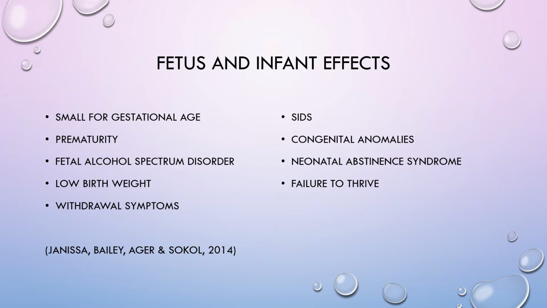Congenital anomalies are also a risk, especially in heavy users of the drugs. Neonatal abstinence syndrome occurs particularly with the opiates that are out there and cocaine. These children will have withdrawal symptoms. And failure to thrive. These children are just very poor eaters in general. And it also may be due to the fact that mom continues to use drugs after delivery and may not provide the child with the nutrition he needs.